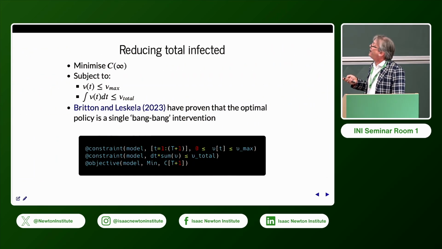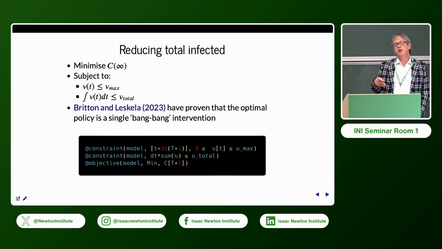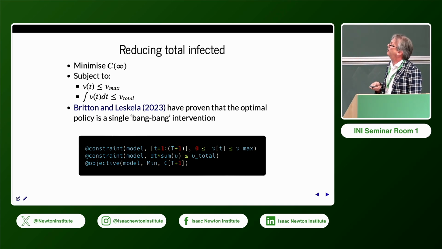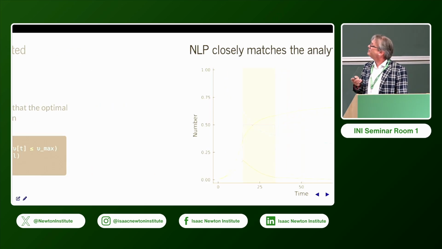So to reduce the total infected, minimize the cumulative number of cases in the model, subject to an intervention being below a maximum, and that the cost of the intervention, the sum of this control variable, is less than a total. And Tom Britton, back in OpenFolfac, presented some nice results showing that the optimal policy for this is a single bang-bang intervention, where you go from nothing to your maximum possible intervention for a single period. And this is how that gets written up in code.